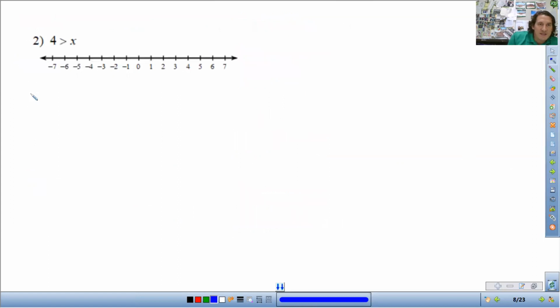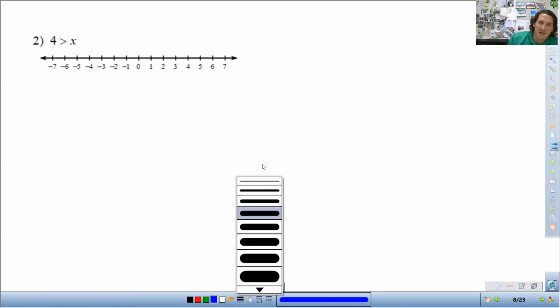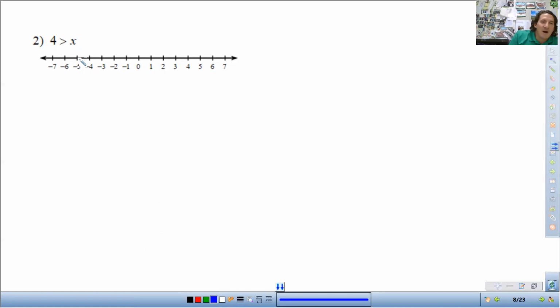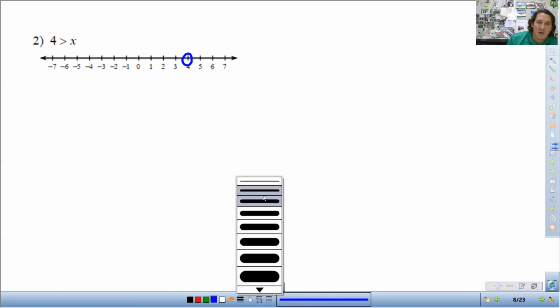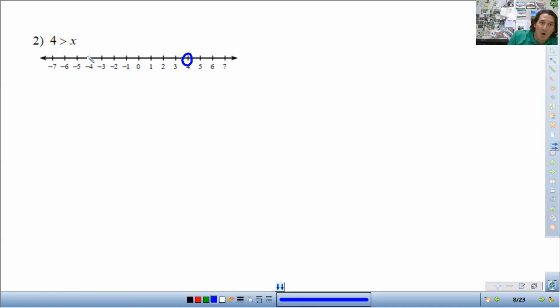Over here, so next example, this says 4 is greater than x. It's a lot easier to read this with the x first. So think of it as x is less than 4. Just think about whether x is bigger or smaller. So I'm going to find the number at 4. Is x bigger or smaller? X is smaller, so I need to shade the values smaller than 4. It's going to be the values to the left.